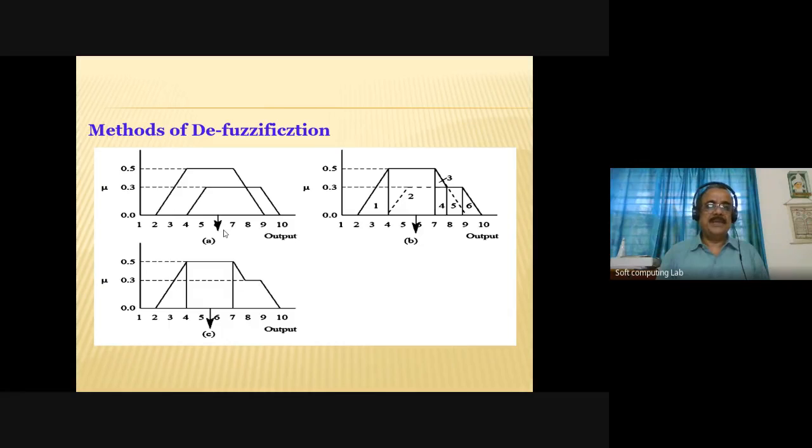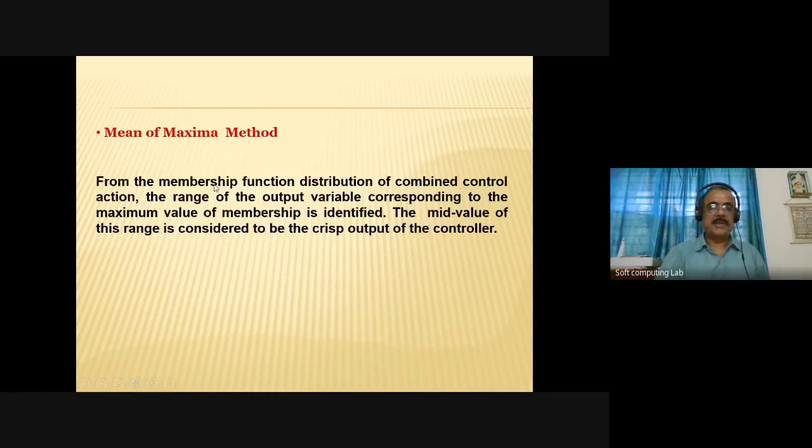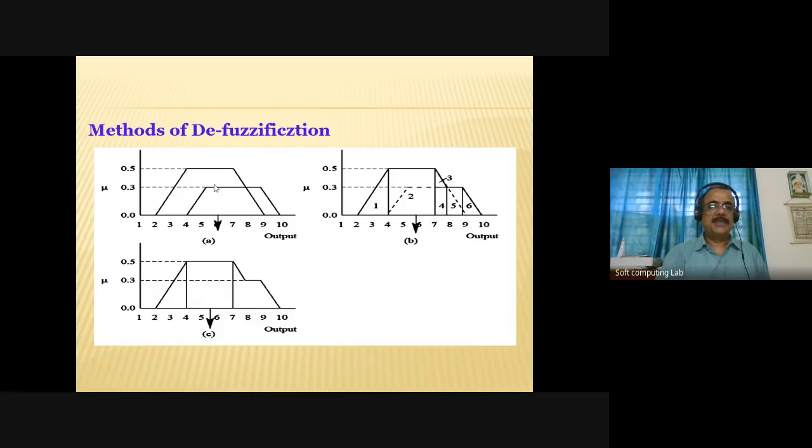What is the demerit? The demerit is one common zone will be considered more than once, which is not desirable. For example, if you see this particular zone, it will be considered twice. So there will be a little bit of error.